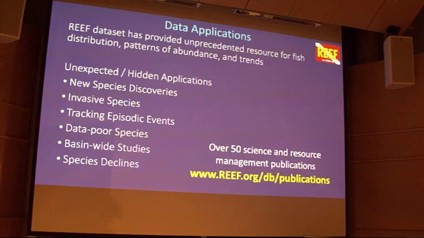New species discoveries and invasive species are obvious ones, because once you start teaching people what to look for and what's out there and what's rare and what belongs and what doesn't, those things become pretty apparent to the skilled surveyor. Episodic events, data poor species. I'll go through some examples. There are over 50 peer-reviewed publications that have come out using the Reef database over the last 20 years. So we are definitely at the top end of the citizen science world in how much our data has been used and accepted in the scientific community, which has been really exciting to see.